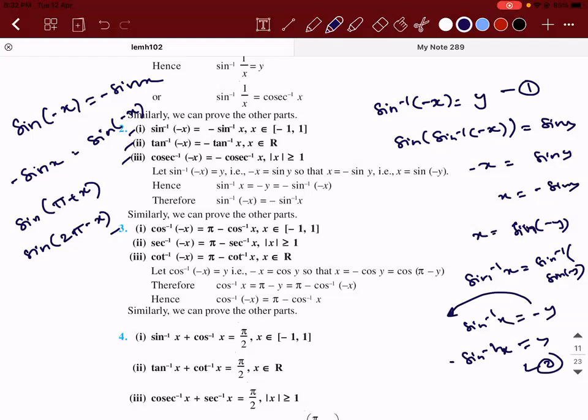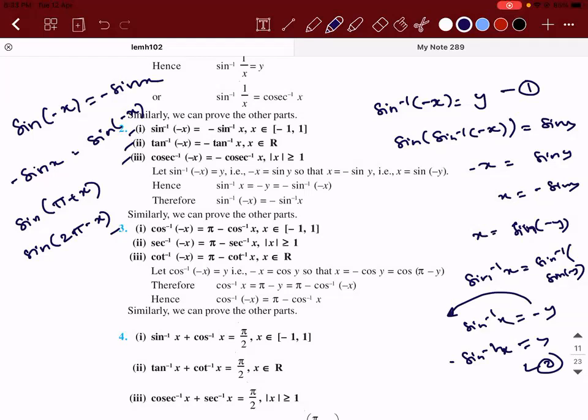Actually, your question is boiling down to this. Why didn't I choose the next two? Now you think of the logic and tell me. Pi plus x is third quadrant. Sine in third quadrant is negative, so it is minus sine x. Does that make sense? So I gave three logics: sine of minus x, sine of pi plus x, or sine of 2 pi minus x. Why didn't I take the next two?